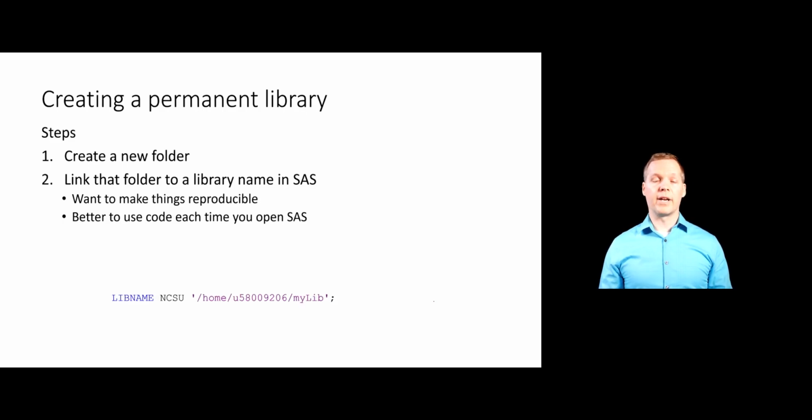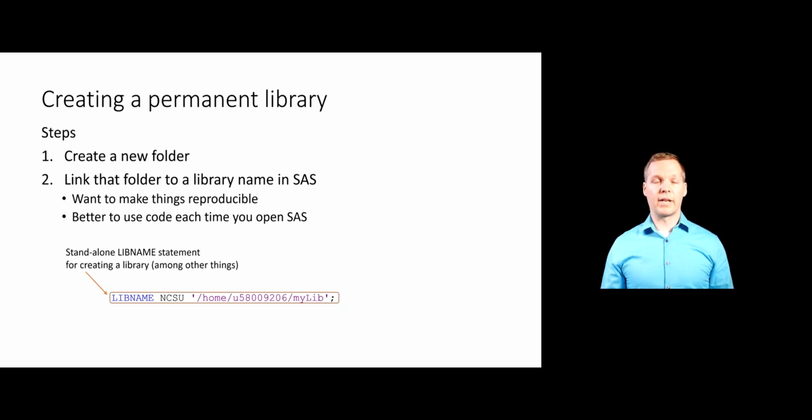And here's the code that would create this library. Your value for this U58 whatever, this is going to be different for you than it is for me. But this is one of the few standalone statements that we're going to look at in SAS. Again, most of the time our SAS programs run in what are called SAS steps. This is a standalone statement that you can run and it will do something for you. So this is called a libname statement. One thing it does is create a library.